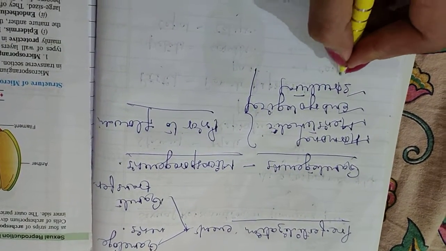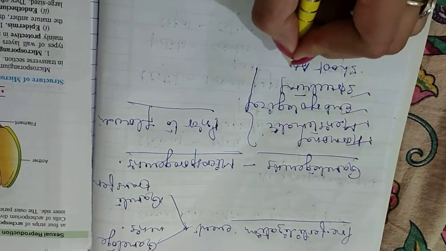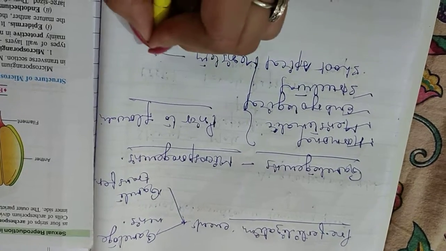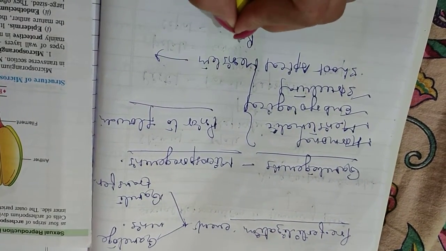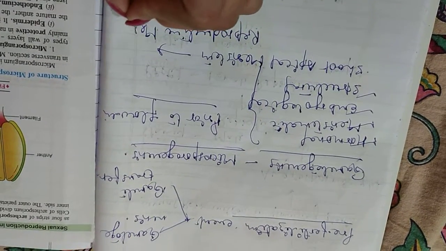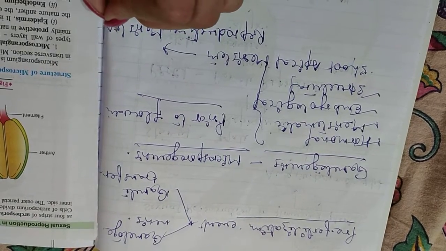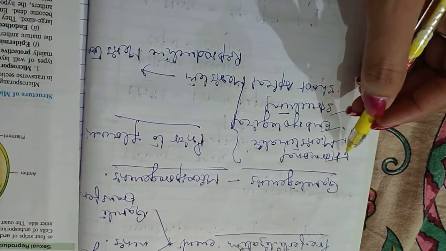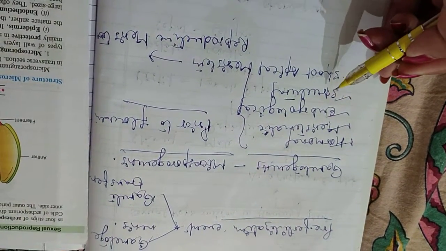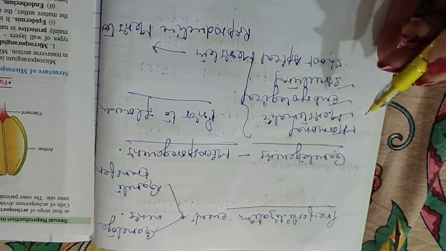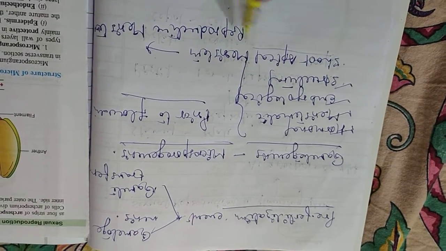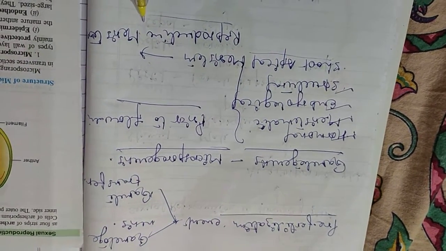So in this, the shoot apical meristem is going to convert into reproductive meristem, that is flower. So you have to remember these points, that hormonal, meristematic, embryological, and structural changes occur prior to flowering in a plant, and which leads to the conversion of shoot apical meristem into reproductive meristem.